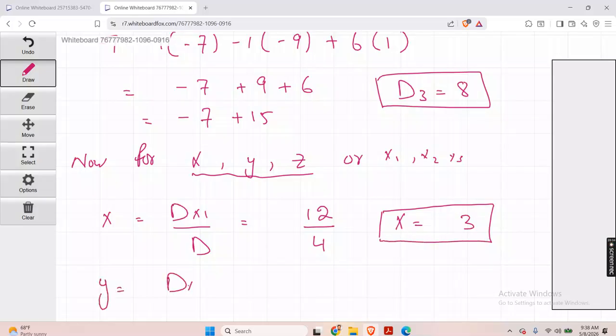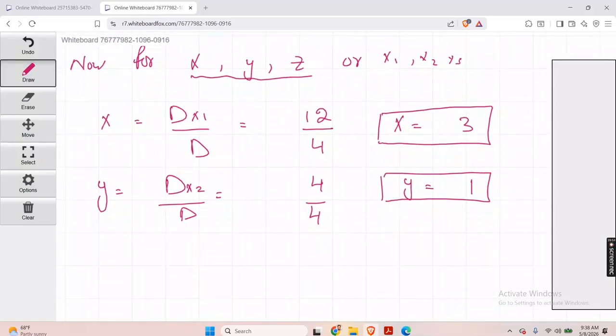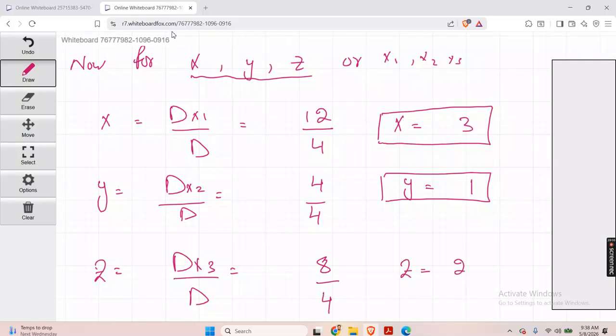Then for y, dx2 divided by d. Y was 4. Determinant was 4 also. So y is equal to 1. Then for z, we have dx3 divided by d. So we got dx3 8. Our determinant was 4. So our z is 2.